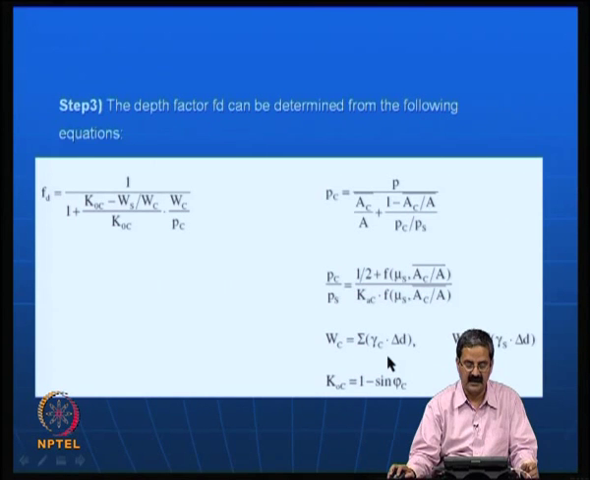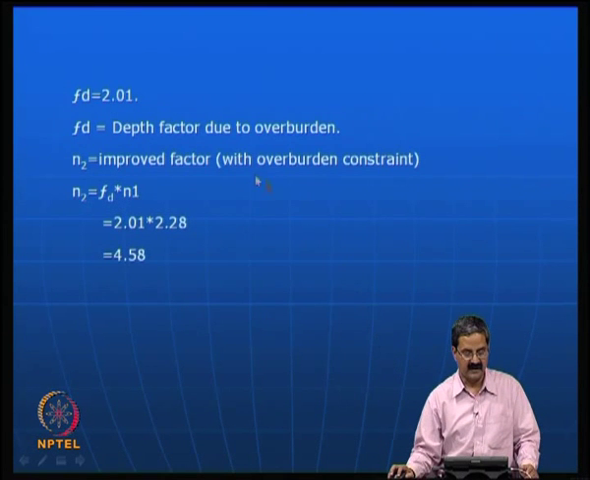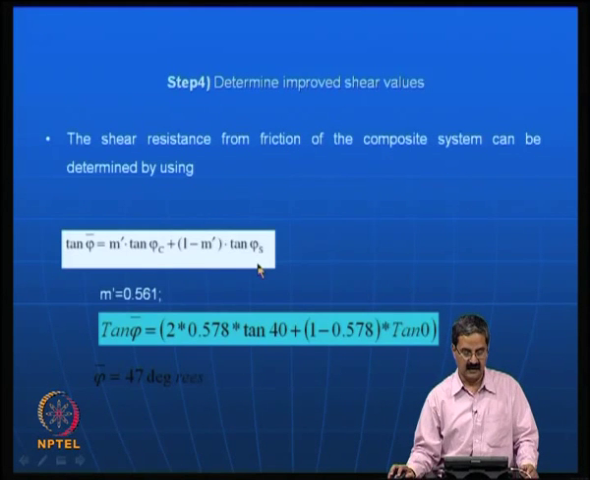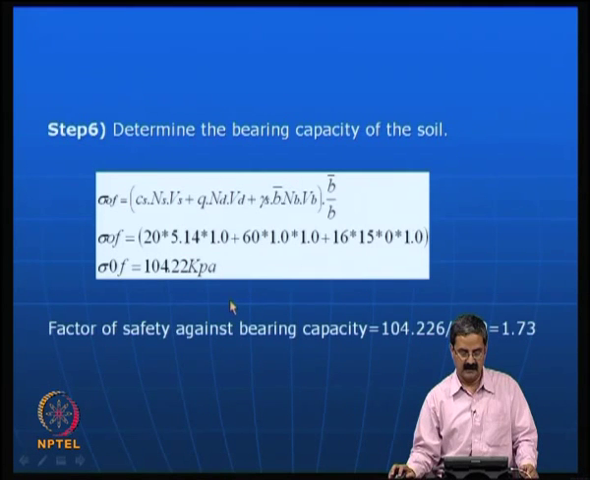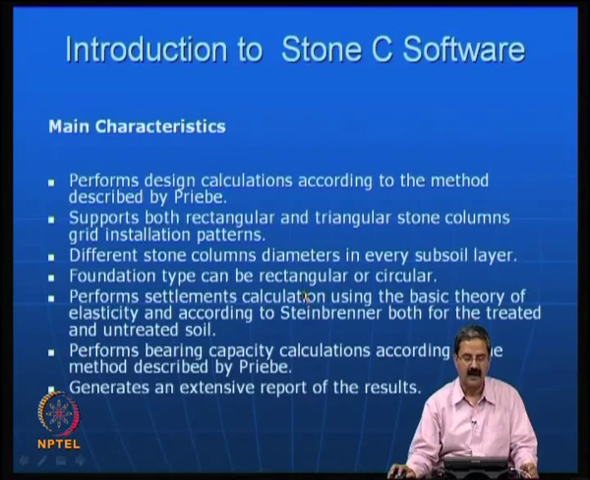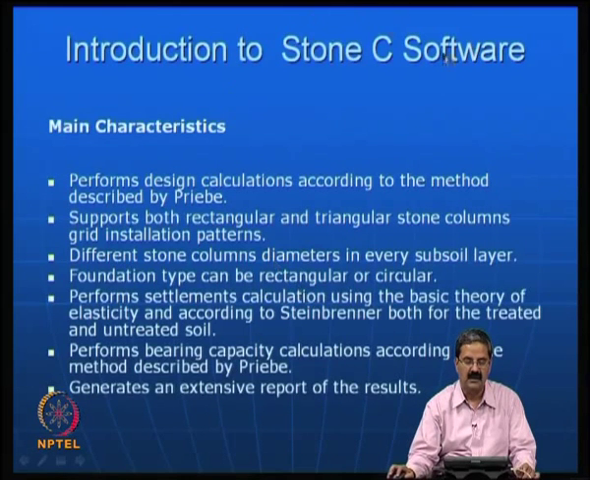So, once the depth factor is also made, and the final N2 one can correct, which means that there is a good improvement in depth, bearing capacity, and one can also calculate shear strength and all the other properties, and even calculate the factor of safety against bearing pressure. These are easily done by a simple software called StoneC. It supports rectangular and triangular stone columns, and one should buy this. That is one important thing.